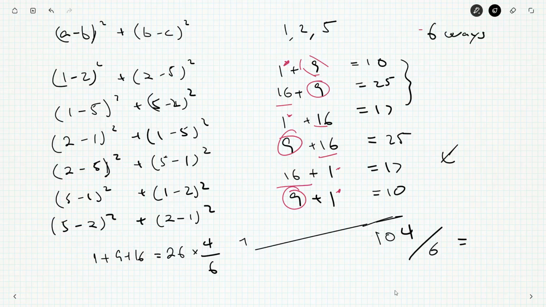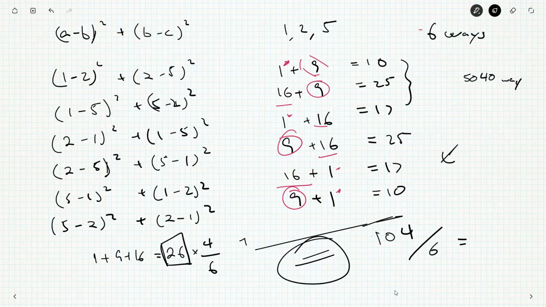Okay, so 26 multiplied by 4 divided by 6 is the same thing. Now, instead of dividing by 6, we would divide by the 5,040 ways that we can do the a, b, c, d, e, f, g rearrangement. So, what number goes here? What number is replaced by the 26? And, more importantly, what number goes in place of the 4? Why is there a 4 there? That is what we need to ask ourselves.